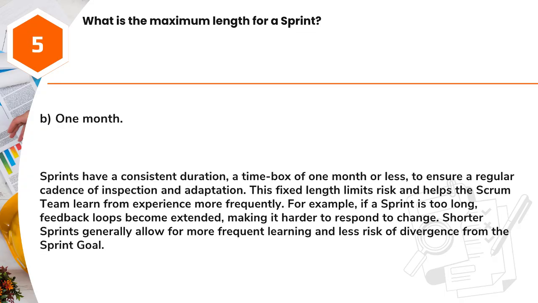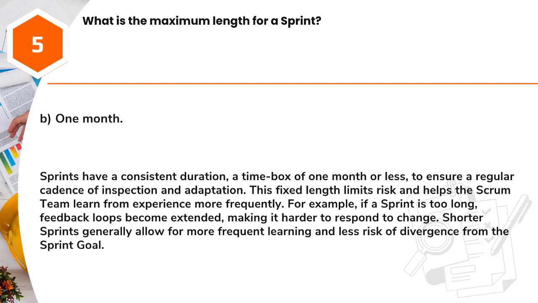Answer: B. 1 month. Sprints have a consistent duration, a time box of 1 month or less, to ensure a regular cadence of inspection and adaptation. This fixed length limits risk and helps the Scrum team learn from experience more frequently.